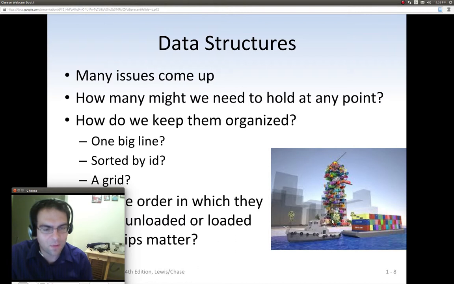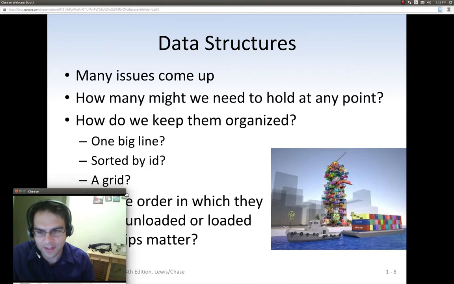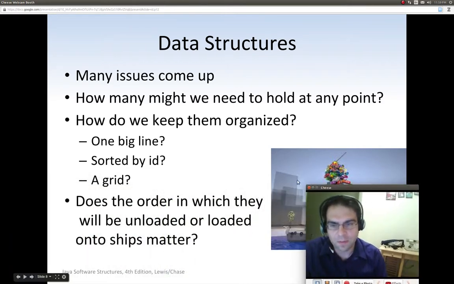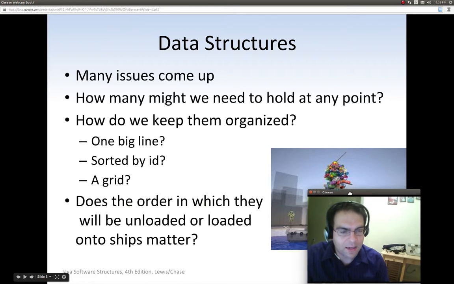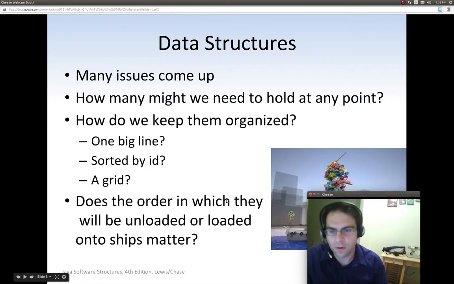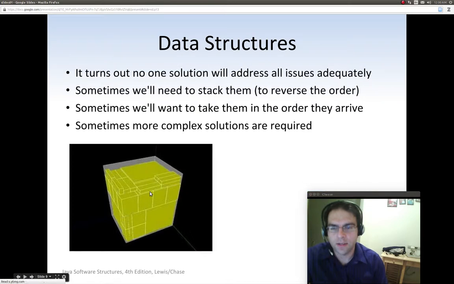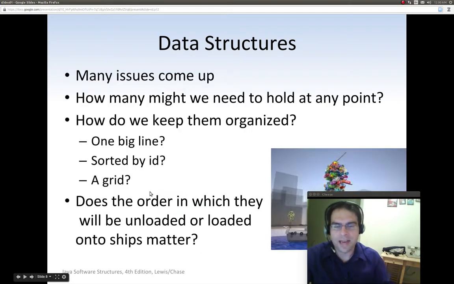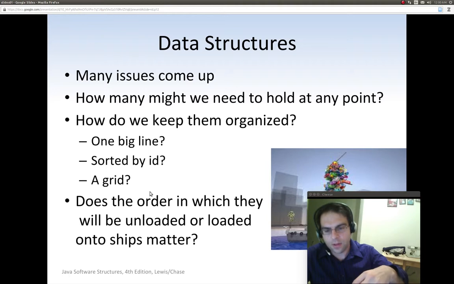There's a wonderful image from the web. We probably don't want this solution. Maybe this solution just feels a little bit nicer. How are you going to arrange them in one big line, sorted by ID so that you can find the one that you're looking for quickly, in ascending order or descending order? Does the order in which they are going to be loaded or unloaded matter? Yeah, so if you were to stack them all up, then the order that they're unloaded has to be the opposite of the order that they're loaded, right? So you need to think about that.